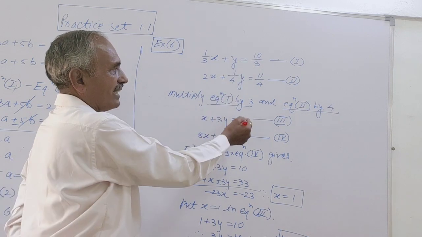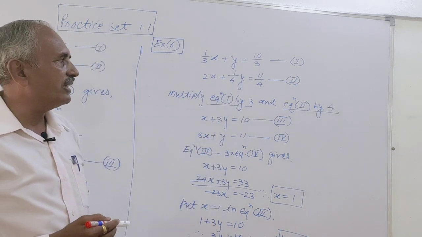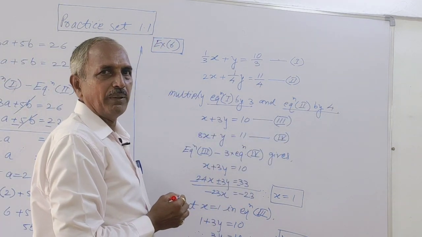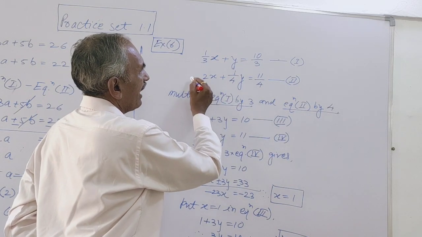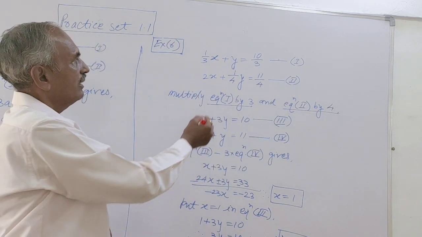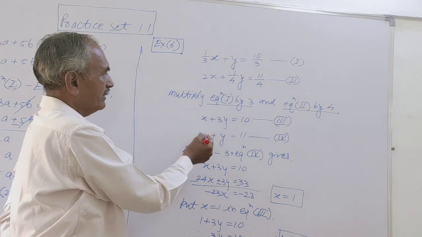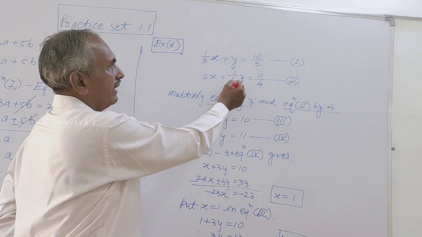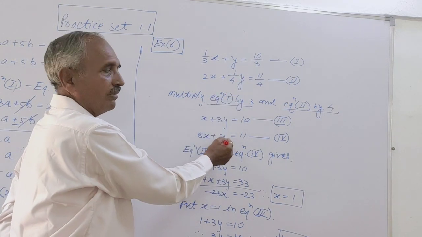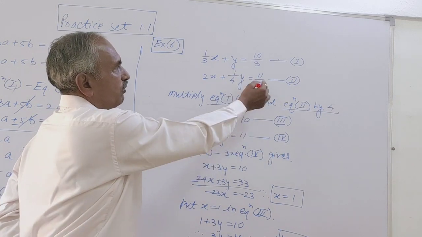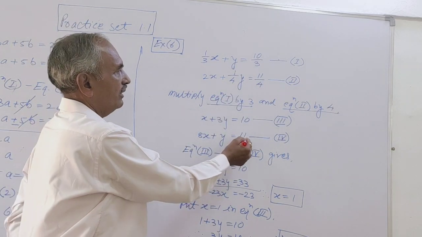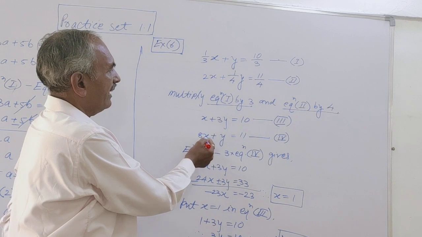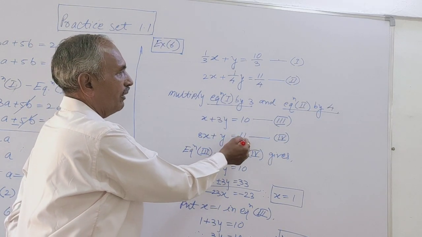So this equation has now become x plus 3y is equal to 10. Now I want to do this operation. I have to multiply equation number 2 by 4. When I multiply this equation by 4, it becomes 8x, and the fraction term multiplied by 4 cancels out, and remains only y is equal to 11. So after multiplying this equation by 4, we get 8x plus y is equal to 11.